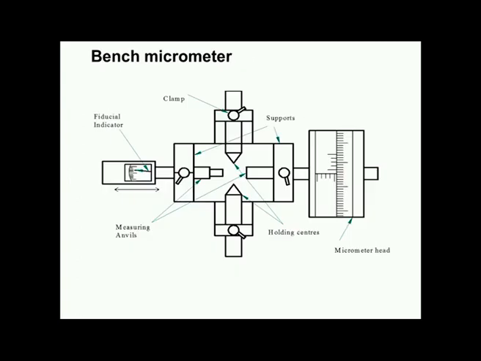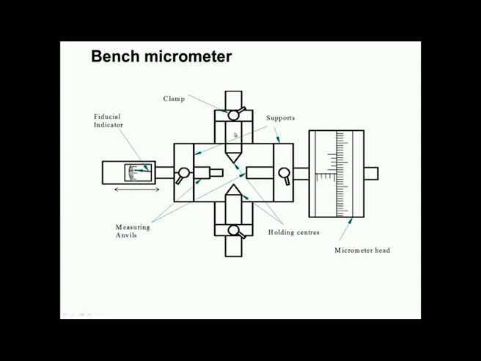Now, this shows a schematic diagram of a bench micrometer. This is the micrometer head with the scale on the thimble and the scale on the barrel, and then we have the measuring anvils and clamps for the measuring anvils, and the fiducial indicator. The anvil and fiducial indicator are slidable, so that we can accommodate workpieces of different sizes. We can also see there is a fixture, and holding centers are there to hold the screw threads.